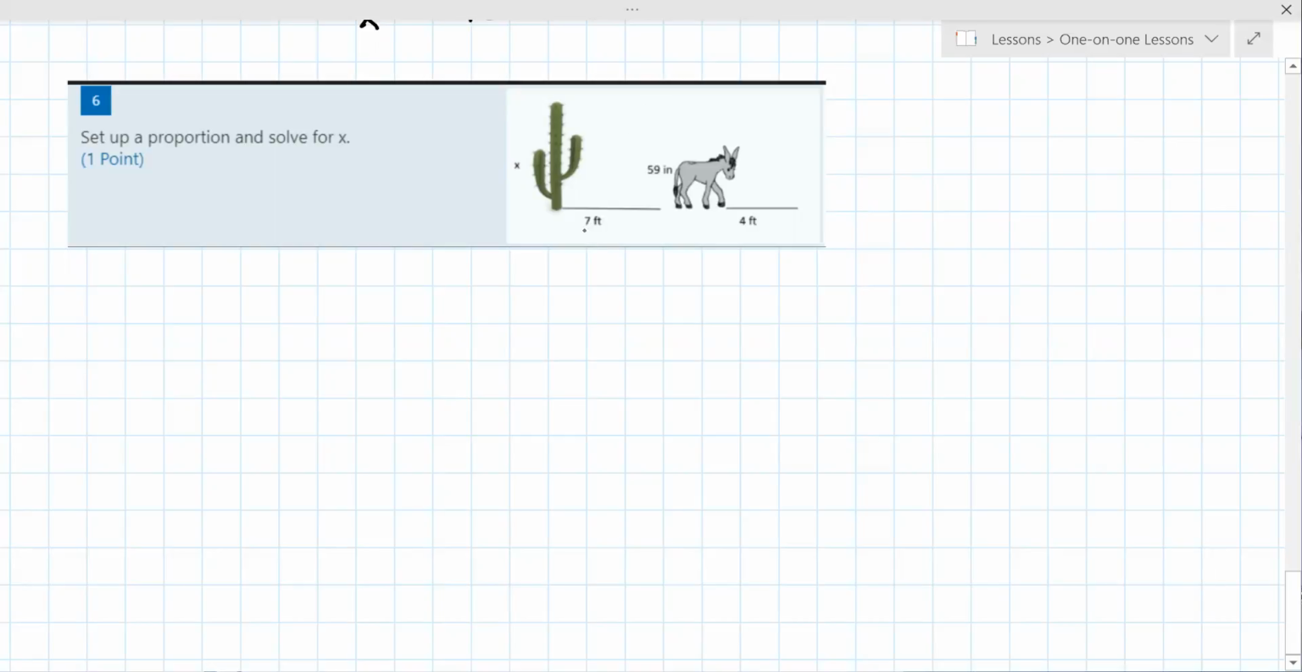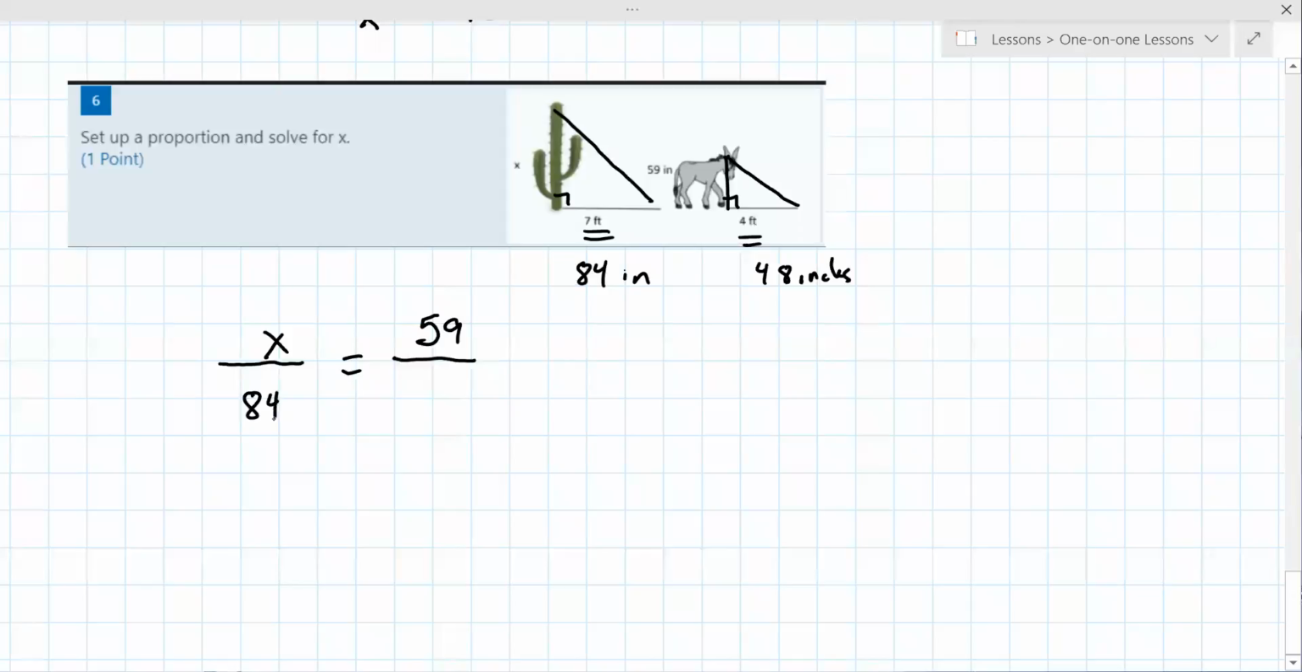So 7 feet is 84 inches. 4 feet is 48 inches. Again, it's 2 triangles. It's kind of weird that they're doing this with objects like these, but okay. All right, so x goes with 59. 7 feet would normally go here, but we're going to convert that to 84. 1 foot is 12 inches. 4 feet, 48 inches goes over here.